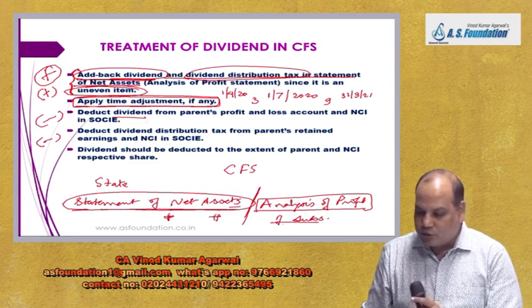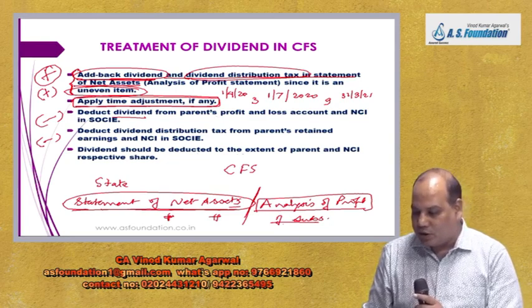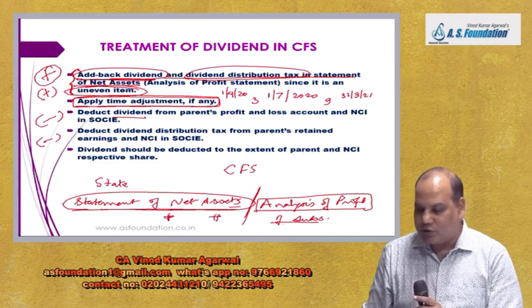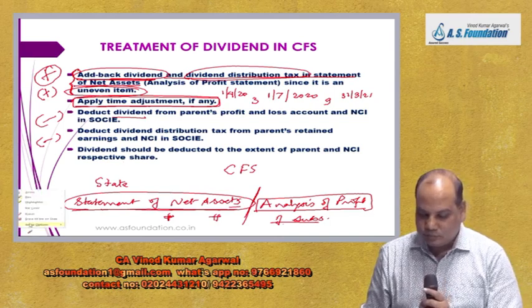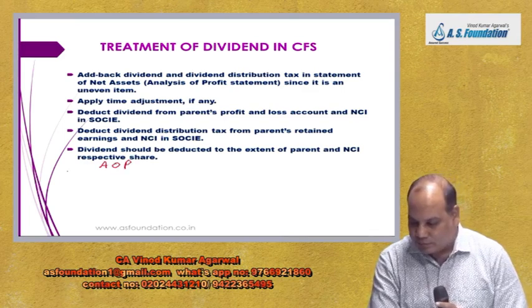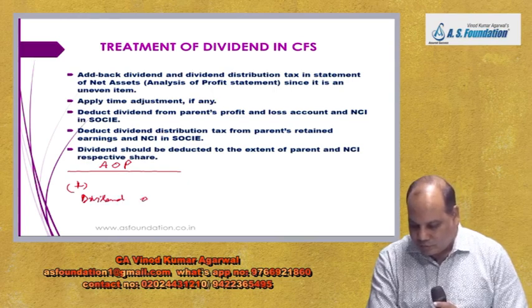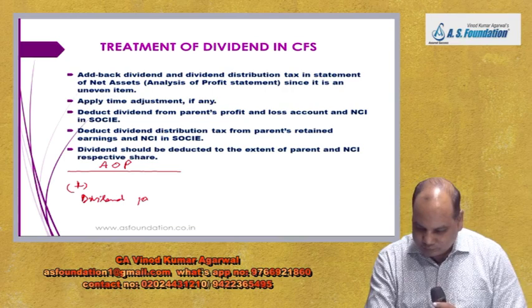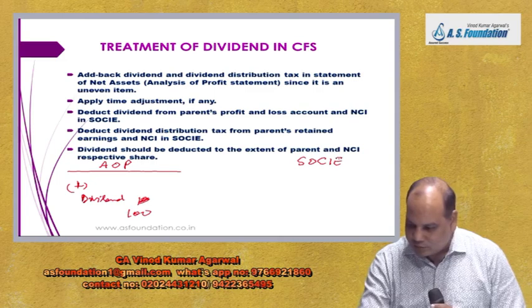And in what ratio we are going to adjust in parent's profit and NCI share? Very simple. Dividend should be deducted to the extent of parent and NCI's respective shares. Like this is analysis of profit. So here I will write add dividend 100. And this is SOCIE.